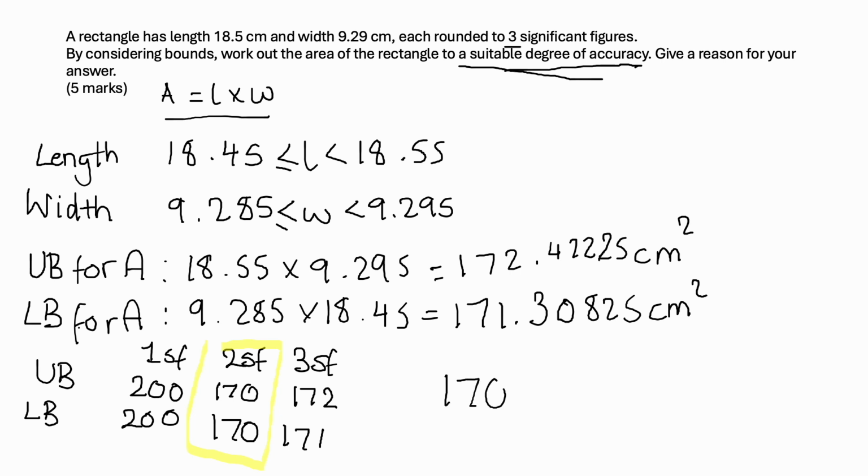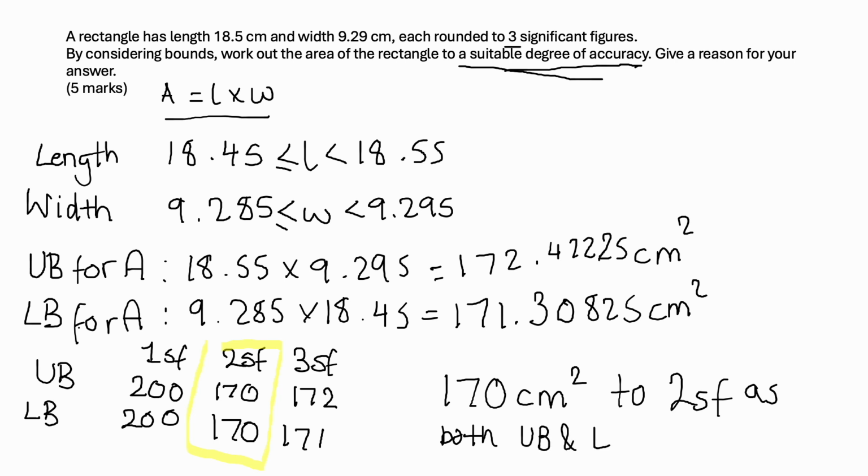So we just say 170 centimeters squared to two significant figures. And then we can just say as both upper bound and lower bound round to 170 to two significant figures. Excellent.